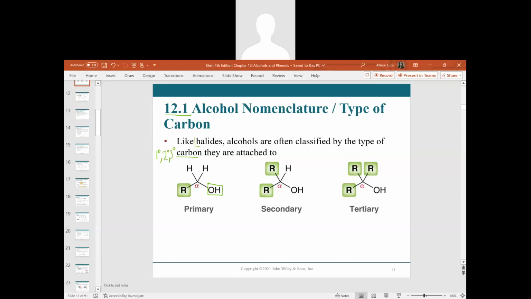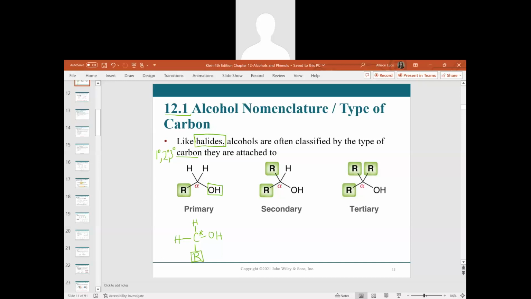So just like our halides that we saw back in chapter 7, when we had a primary alkyl halide, secondary alkyl halide, etc. So alcohols, right? So we'll look at this first example here. We'll draw that carbon that's attached to this OH functional group, and then we see a hydrogen here, and then one R group. Because there's only one R group attached to the carbon with the hydroxyl functional group, we would call this a primary alcohol.